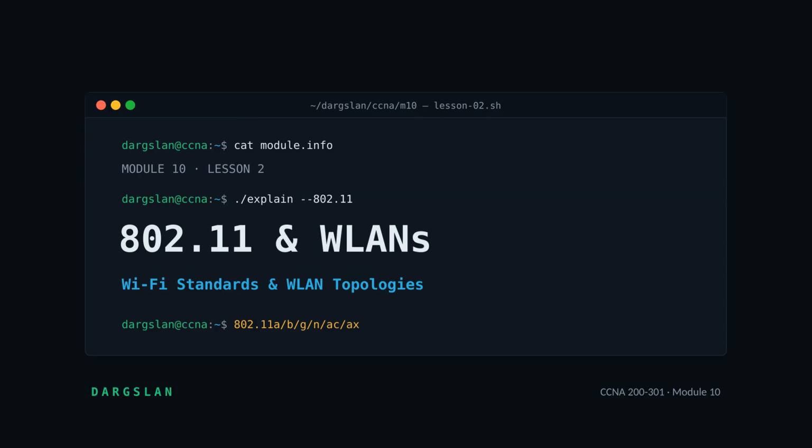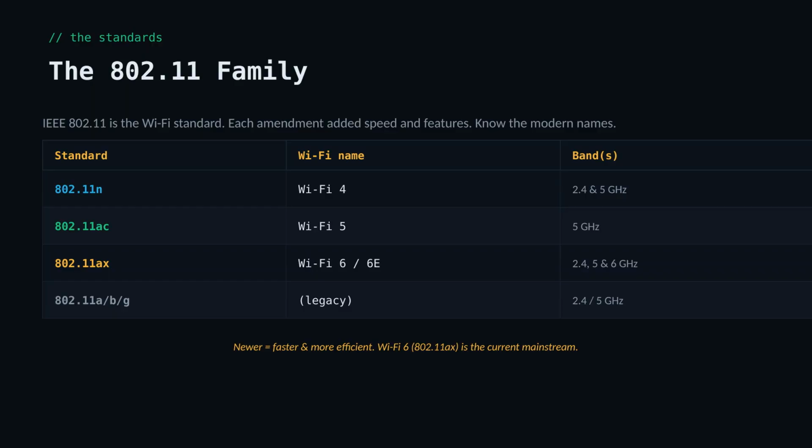This is Lesson 2, where we get into the heart of wireless networking. Over the next few minutes, we'll walk through the 802.11 family of Wi-Fi standards from the early days of 802.11a and b all the way up to the modern 802.11ax, and then look at how WLANs are actually structured. Let's dive in. So let's start with the family tree.